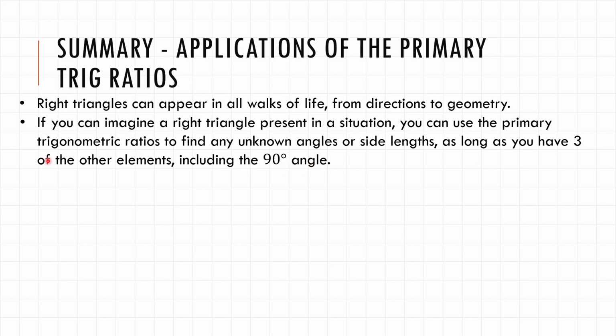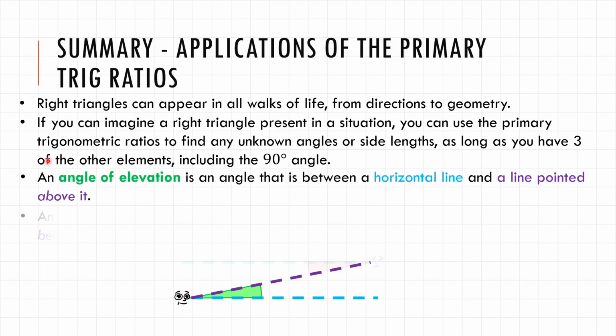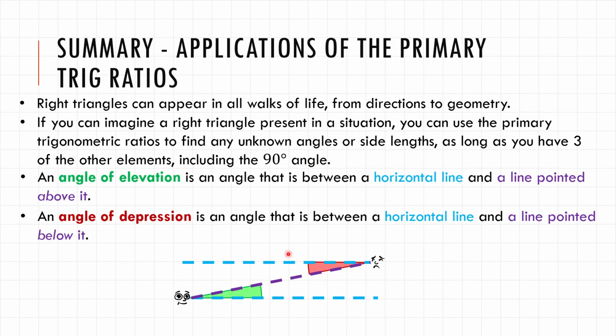We also learned two new terms, the angle of elevation and the angle of depression. And those help us when describing a situation that comes out of real life. An angle of elevation or inclination is the angle formed between a horizontal line and a line that is pointed upwards from that same point. An angle of depression is the same, except we go downwards from the horizontal.